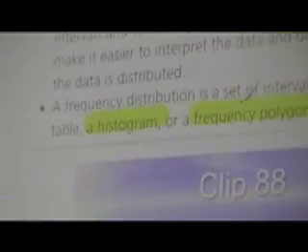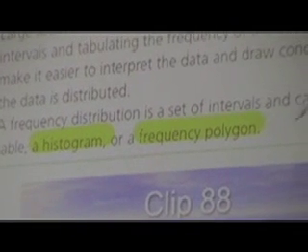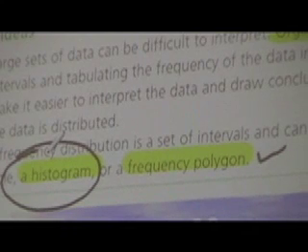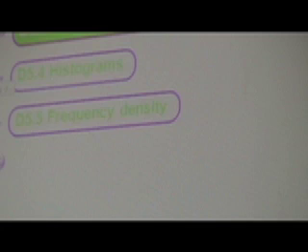Frequency distribution is a set of intervals that can be displayed as a table, a histogram, or a frequency polygon. Well, we all know what a frequency polygon looks like, so now let's focus on the histogram. A histogram is going to be slightly different compared to the polygon itself, but it's not going to be very confusing at all to understand.